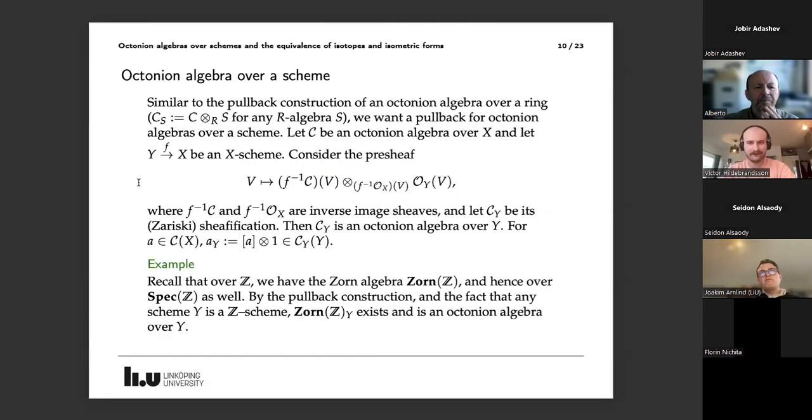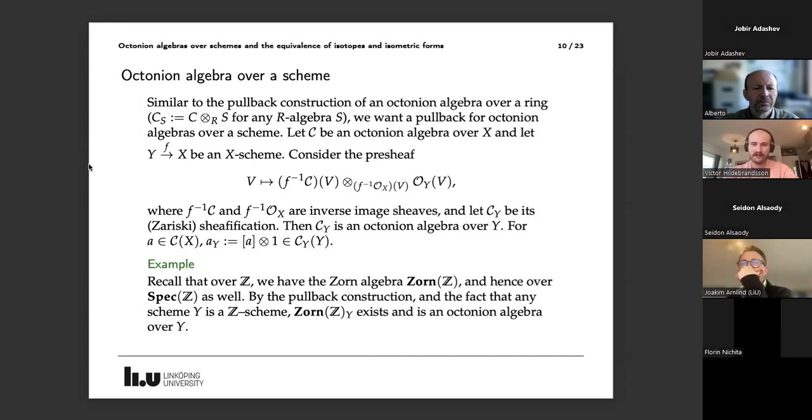And then another construction. Similar to the extension of scalars that we have for algebras over a ring, we want to have some pullback for our algebras. So in the ring case, this pullback becomes again an octonion algebra, but over the new ring S, the R-algebra S, and we want some pullback that pulls our octonion algebra from being over X to being over some X-scheme.